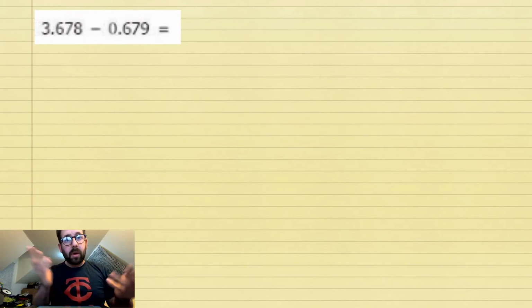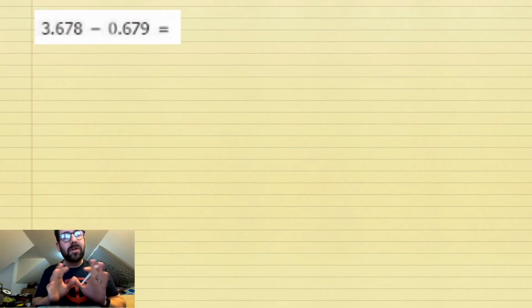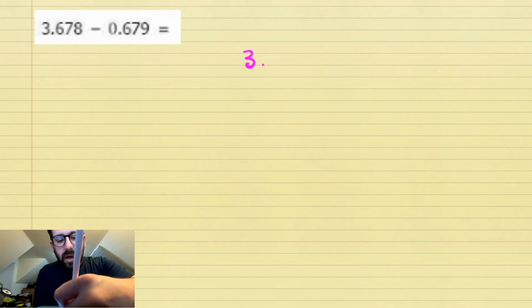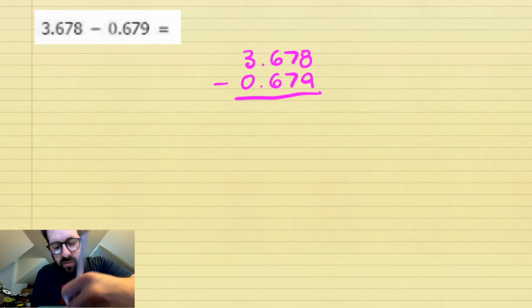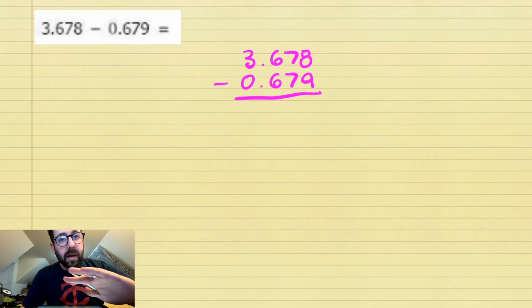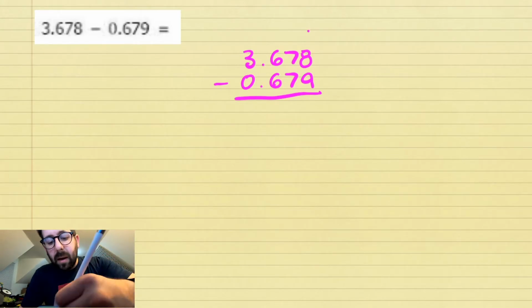So this is the third problem on our Google form. We're subtracting. Subtraction, just like addition, you have to line up the decimals. So the first number is the 3.678. The second number is 0.679, and we're going to subtract these. Now again, we start on the right side and work our way to the left. Now if the top number is not bigger, we have to borrow.